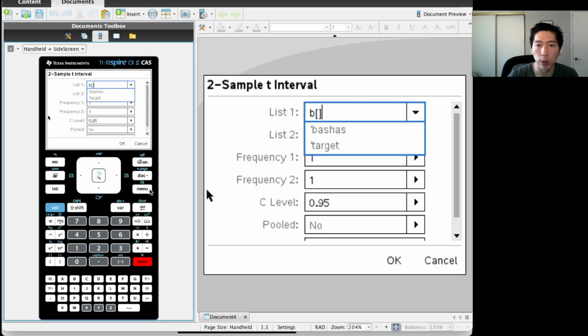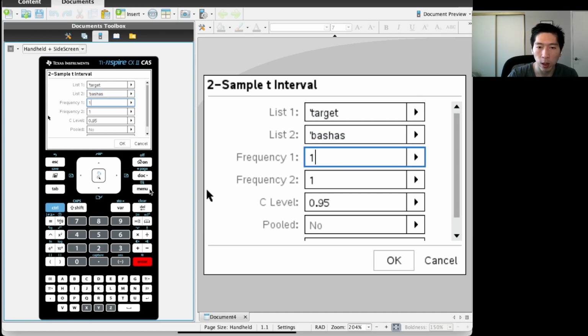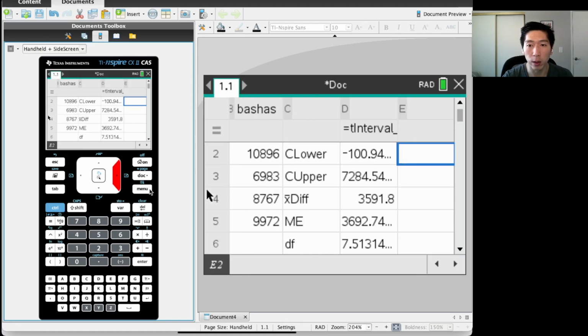List 1 would be Target. List 2 would be Bashas. If you guys remember the question, we want to construct a 99% confidence interval. And we have all of our data right here.